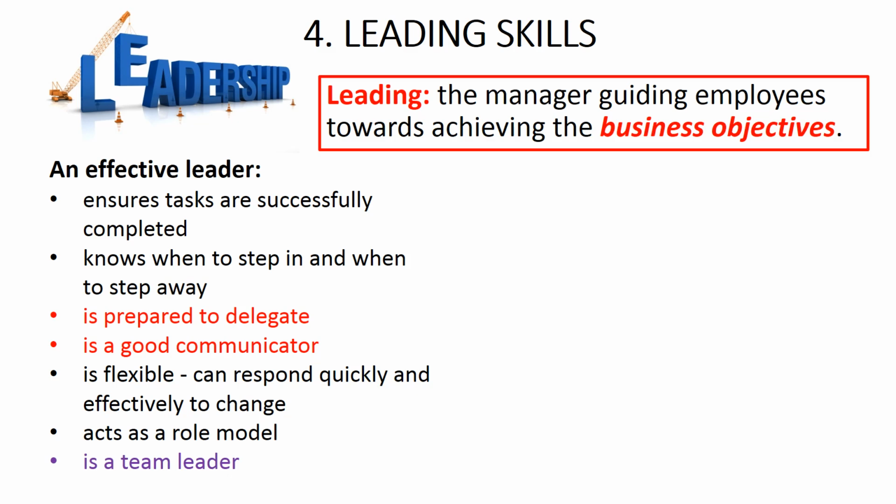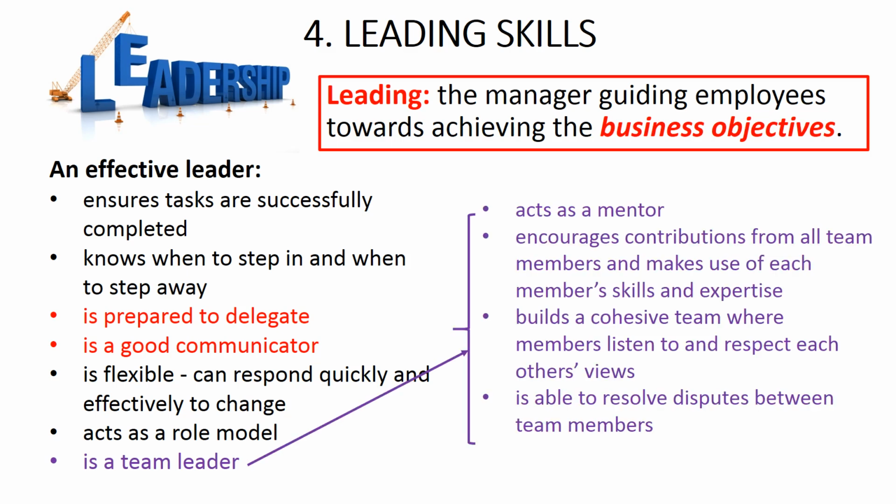The 7th and final characteristic of an effective leader is that an effective leader is a team leader. And this is particularly important for managers who use the consultative or participative management style. This is because where these management styles are used, employees are involved in decision-making with the manager, and this requires a degree of teamwork between the manager and those employees. Now, to be a good team leader, a manager must have yet another set of characteristics.